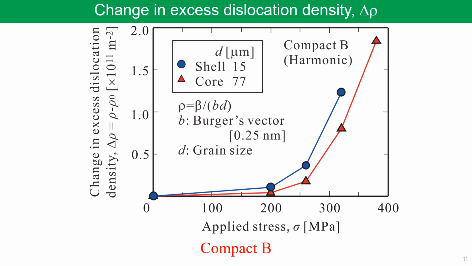This slide shows the comparison of the change of dislocation density in core structure and shell structure of specially fabricated harmonic structured material. The change of dislocation density is smaller for core structure than that for shell structure. Then, I think that this result also indicates that the deformation of harmonic structured material is localized in shell structure.